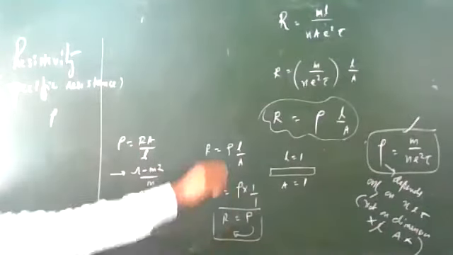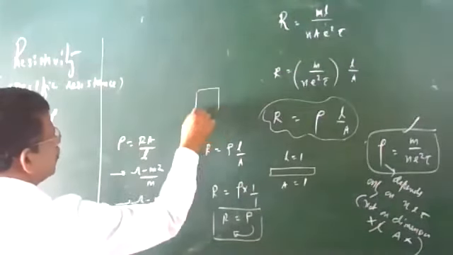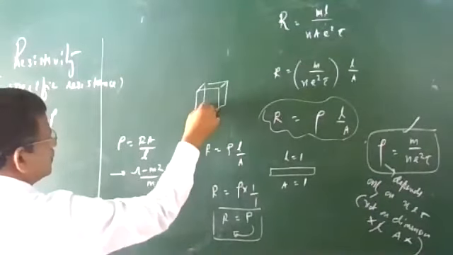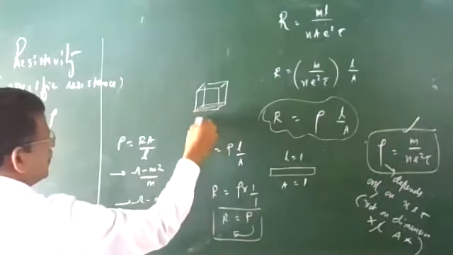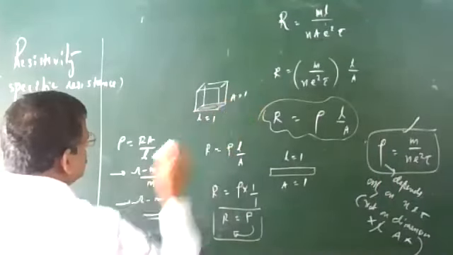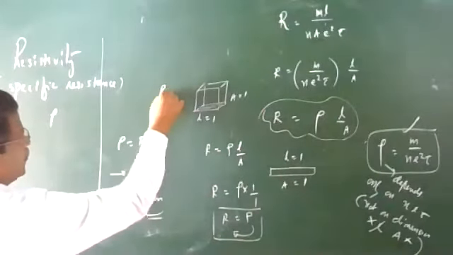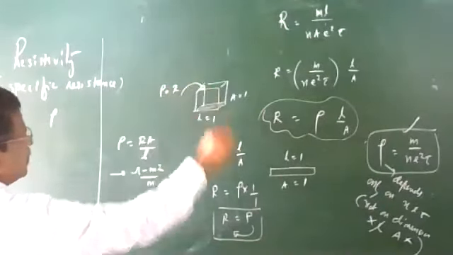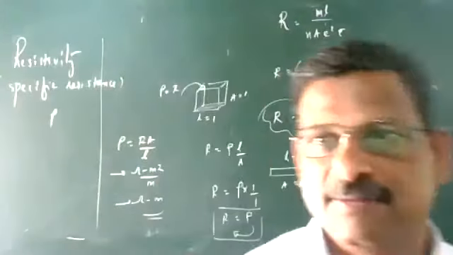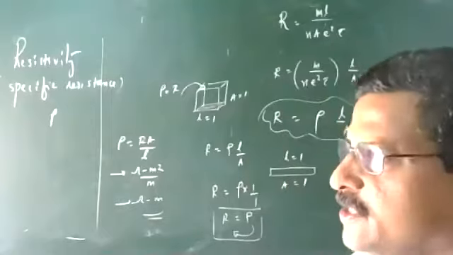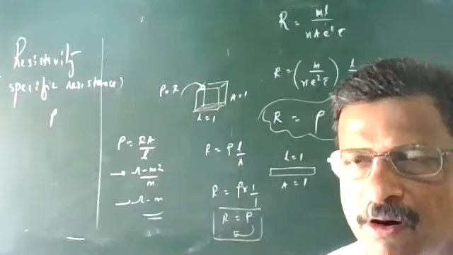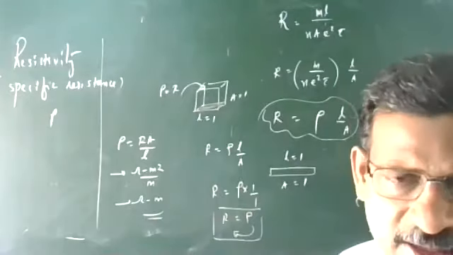So this can also be defined in this way. Suppose we take a cubical material of length L equal to 1 and cross-sectional area equal to 1. Resistivity is the resistance of a cubical material of unit length, and it is independent of its dimension, not depending upon length or cross-sectional area, nothing else.